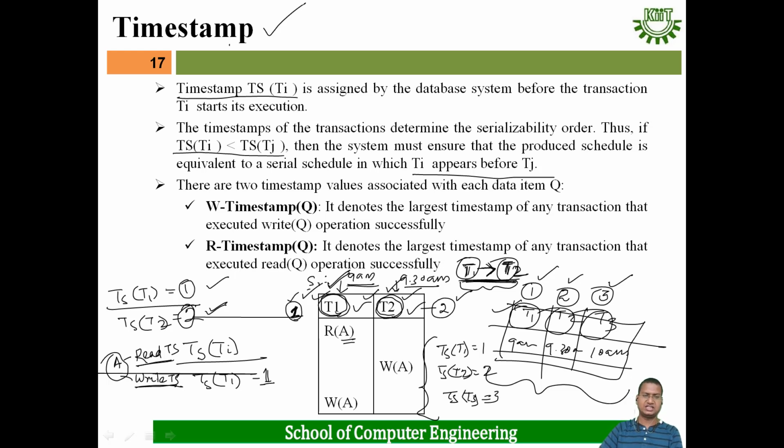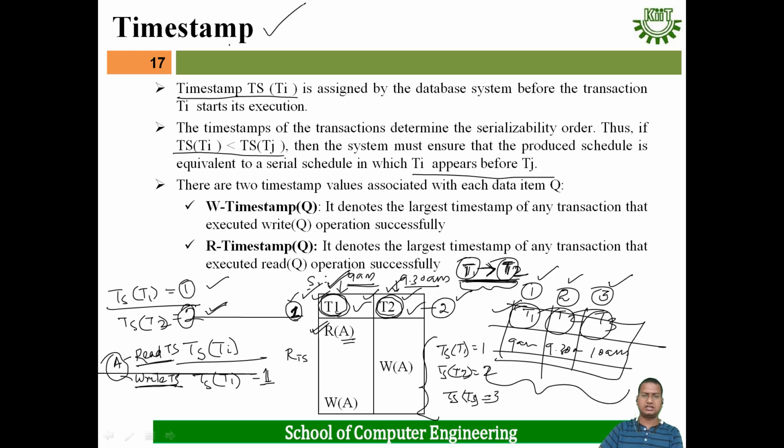For a data item, what is a read timestamp? It denotes the largest timestamp of any transaction that executed the read(Q) operation successfully. Suppose transaction T1 executes this first read(A) operation. Then what will be the read timestamp of A here? Read timestamp.